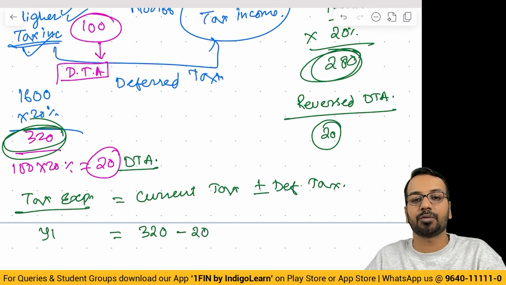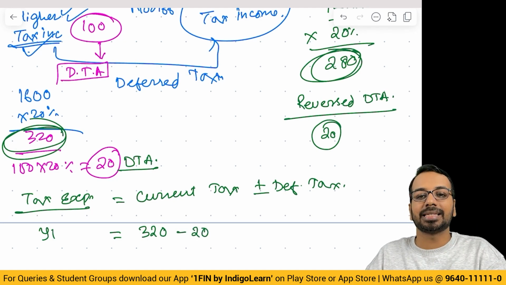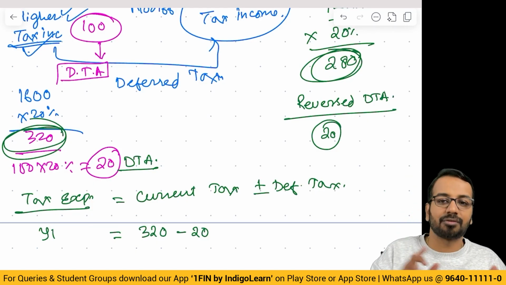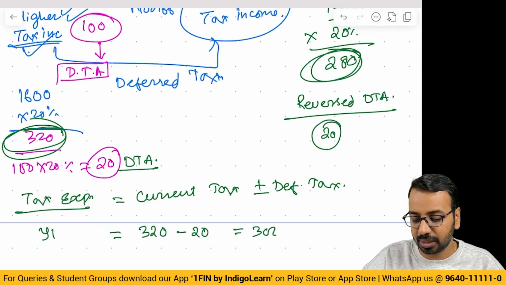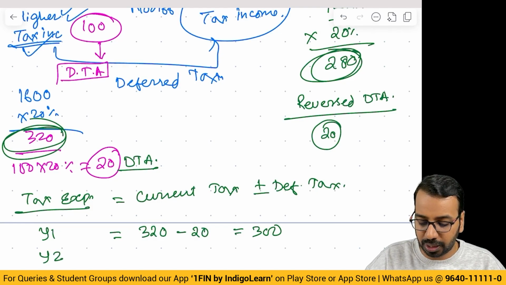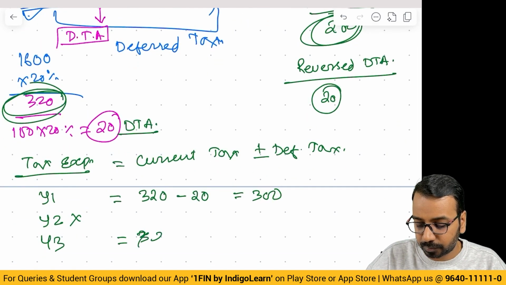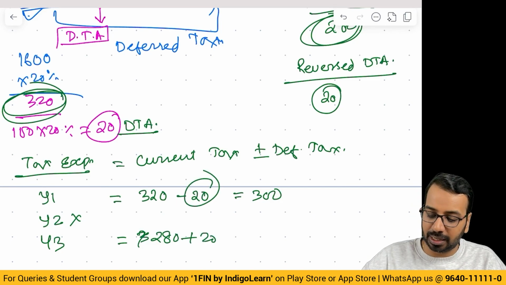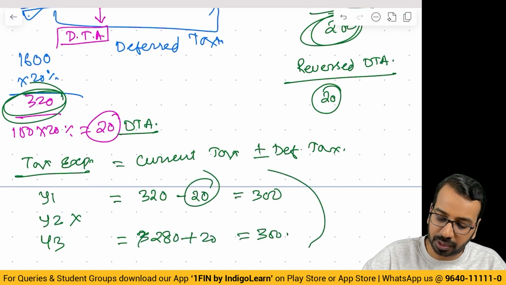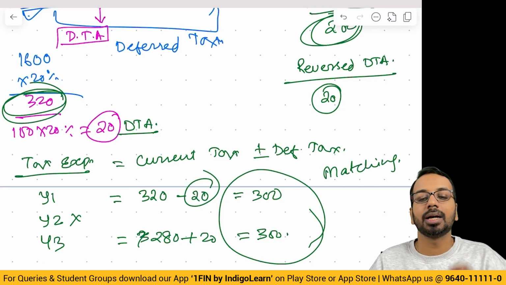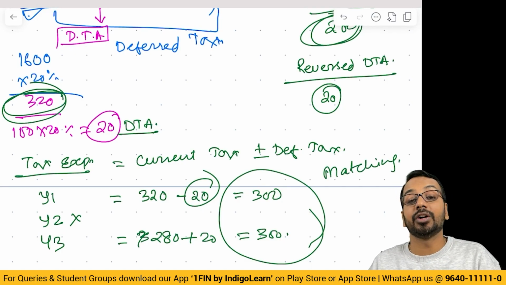Why minus asset of 20? If I am creating an asset, it gives me a benefit in the future. It is a benefit, so I am reducing it from my expense. So this became 300. In year 2, there is no impact. In year 3, it became 280 plus 20. This 20 I am reversing now, and this also became 300. So matching concept is followed when we try to do deferred taxation.